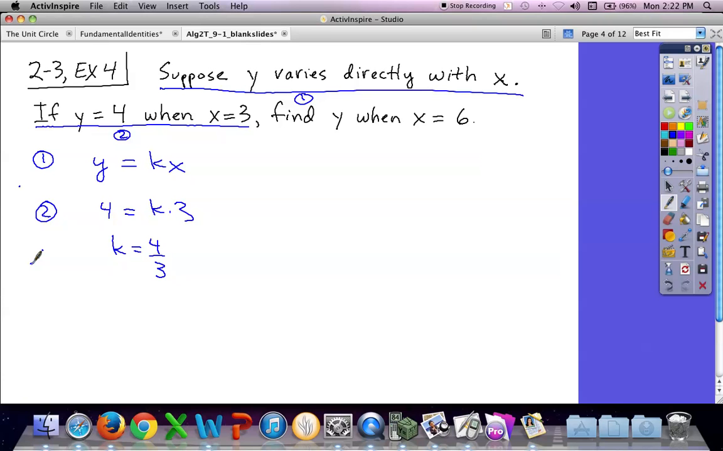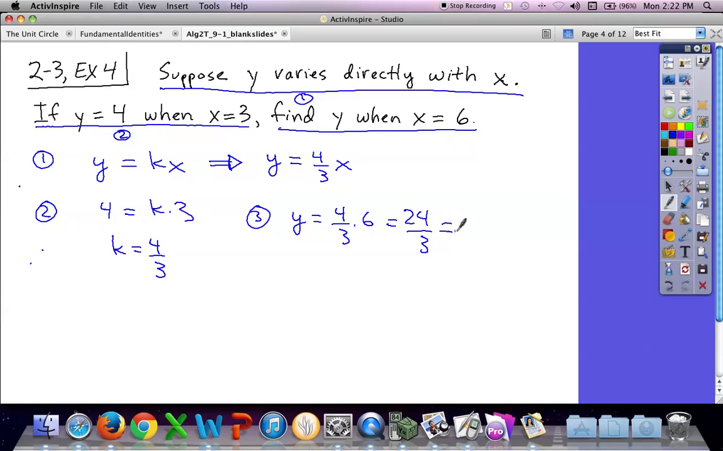Right. Step 3, the last step, is always they ask you a question. Now that you know what the variation is, they're going to ask you a question. So you want to take this 4/3, update your direct variation. Let's write it as y equals 4/3 x. And then how can we find the value of y when x equals 6? Substitution, right? Put in x equals 6 and solve. Step 3. y equals 4/3 times 6, which is 24/3, which is 8.